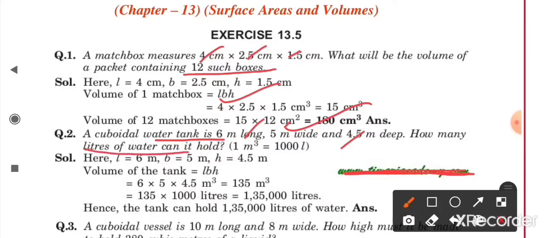How many liters? It is not mentioned in the question what you have to find out. How much water is inside it, that is when you have to find out the volume. So first you will find the volume of this tank, L into B into H. It is coming in meter cube. For converting it into liters, you will multiply it by 1000, and you will get the quantity in liters. So this will be the answer.